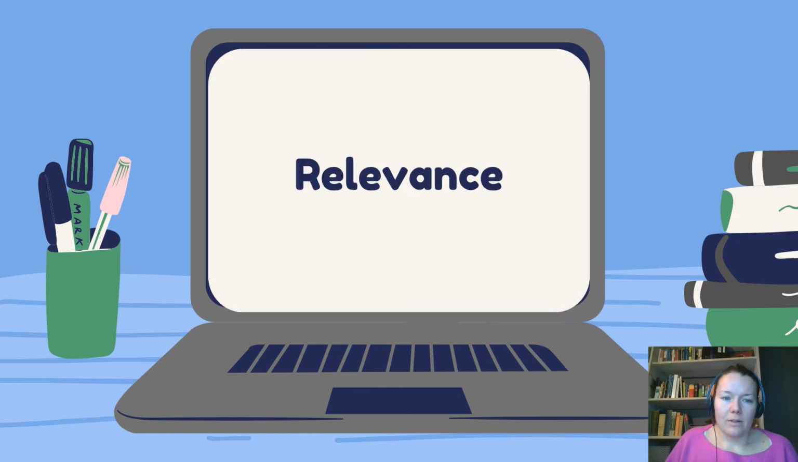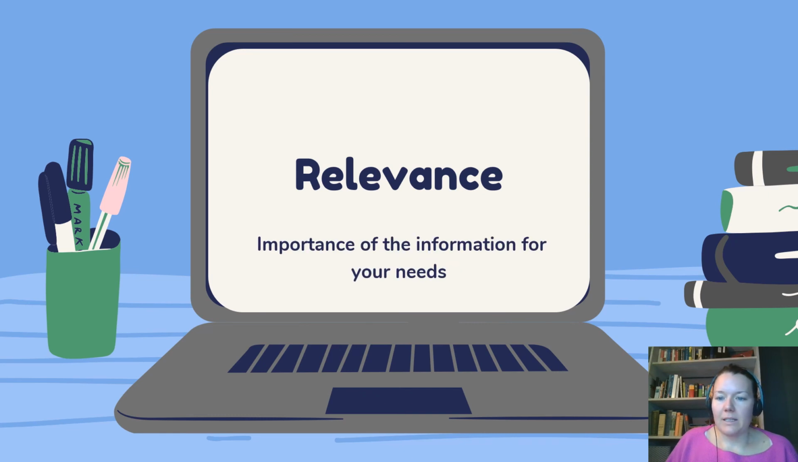The next category is the relevance. So the importance of the information for your needs. Does this information relate to your topic or answer your question? Who's the intended audience? Is this information at the appropriate level? And have you looked at a variety of sources before determining that this is, let's say, the article you're going to use?